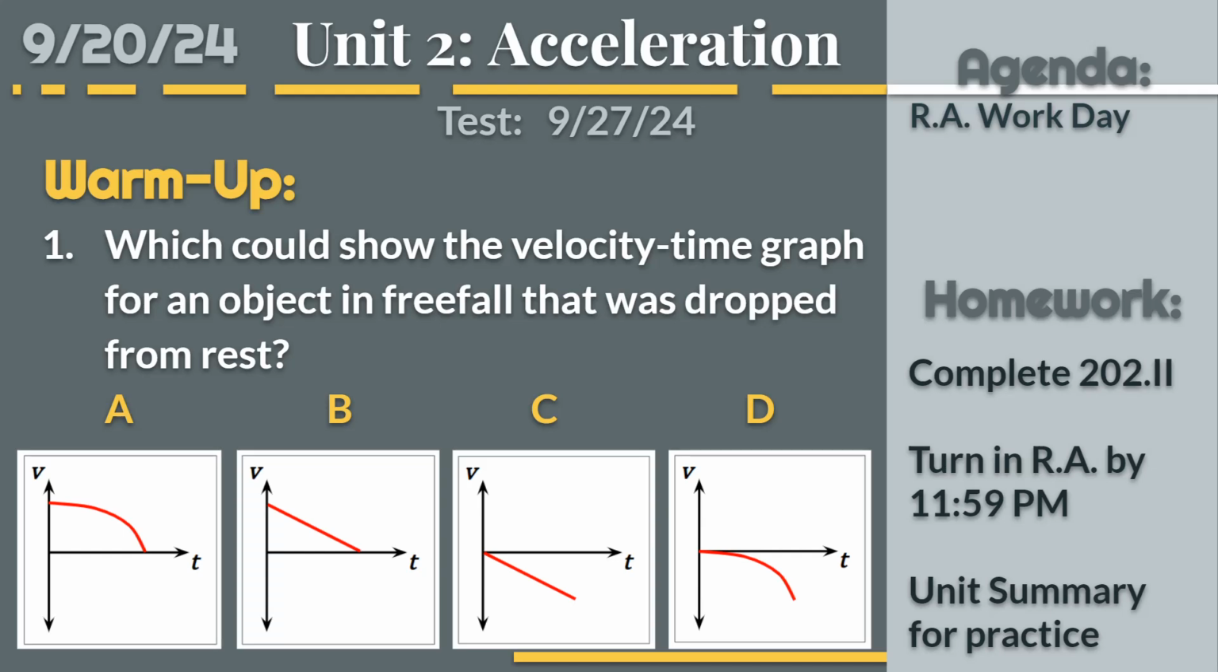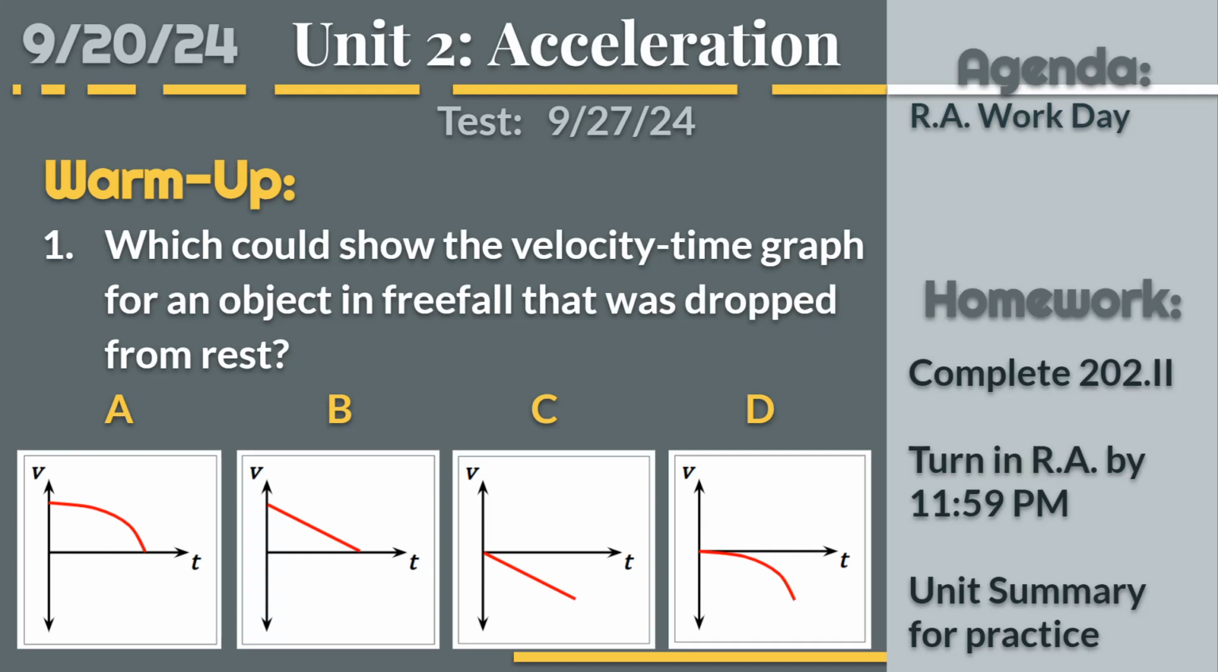I hear a lot of different answers. I think I've heard every letter. All right, so let me start here. Let's see if we can narrow it down. If you drop something from rest, what is its initial velocity? 0. Which means you can eliminate 2 of these graphs right off the bat. Which ones can you eliminate? A and B. Okay, which means it is either C or it is D.